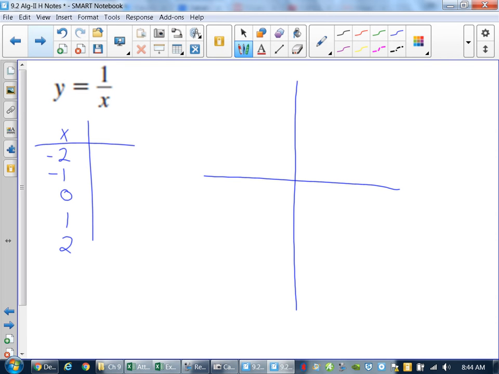If I choose -2, what's my value for y? -1/2. If I choose -1, what do I get? -1. What happens if I divide by 0? Undefined. When you divide by 0 and get an undefined value, that's when we put what's called a vertical asymptote. Vertical asymptotes are dotted lines for where something is undefined. Whenever you divide by 0, you put an asymptote in vertically.